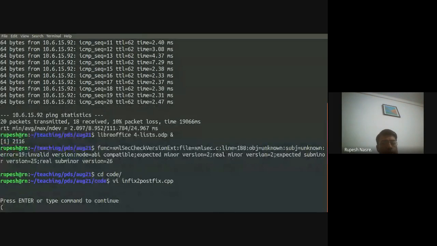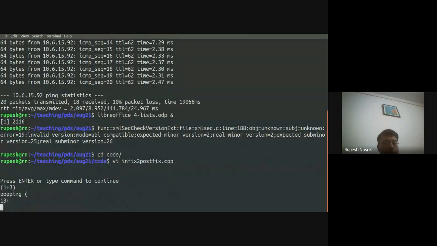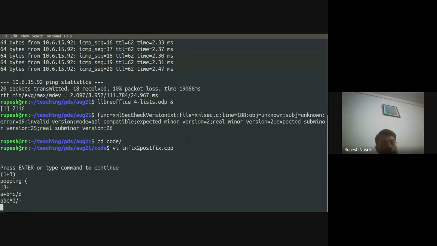So let's take that, 1 plus 3, says 1 3 plus. Okay, we'll give our operator 1: A plus B star C slash D. As you can see, the star and slash should happen first, in that order, and then plus. So that is what it converted, and therefore it had to peek at plus and decide, okay, plus is a lower priority operator, and therefore let me not do anything with respect to plus.